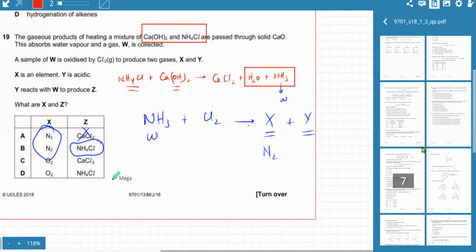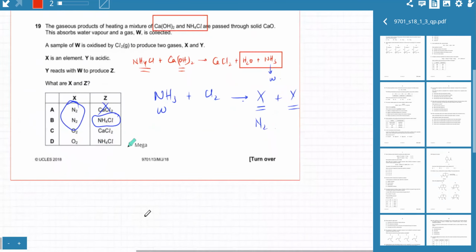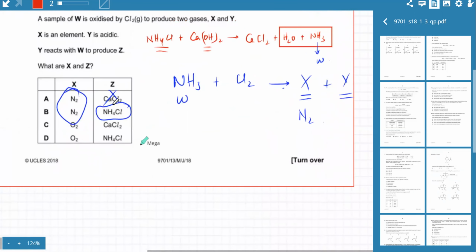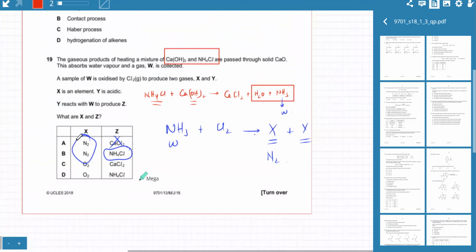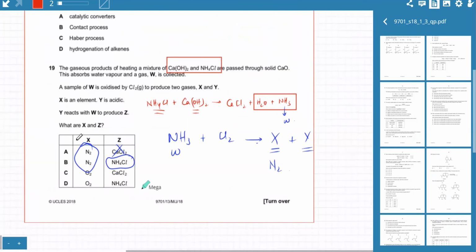Let me just check quickly. It says in the marking scheme 19B. Yeah, that's it. I mean, there is no calcium compound, so calcium is out. There's no oxygen, so that's also eliminated. So you just have to do a process of elimination to figure out what the products are.